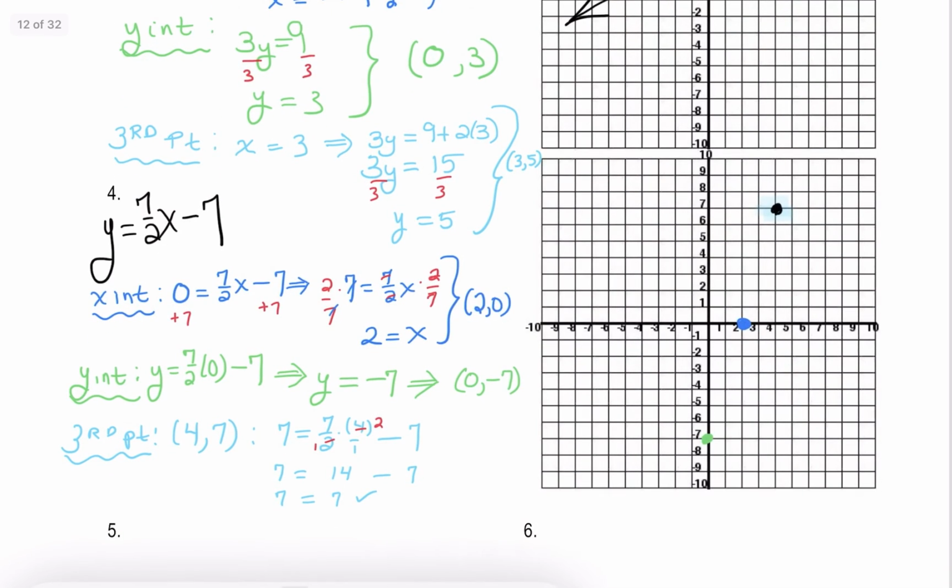All right, so we'll just graph that line. Got a pretty steep one in this case. This is where I should be using my ruler, but I'm just going to finish that out freehand. All right, when we come back next time, we're going to look at focusing in on those special cases of horizontal and vertical lines.